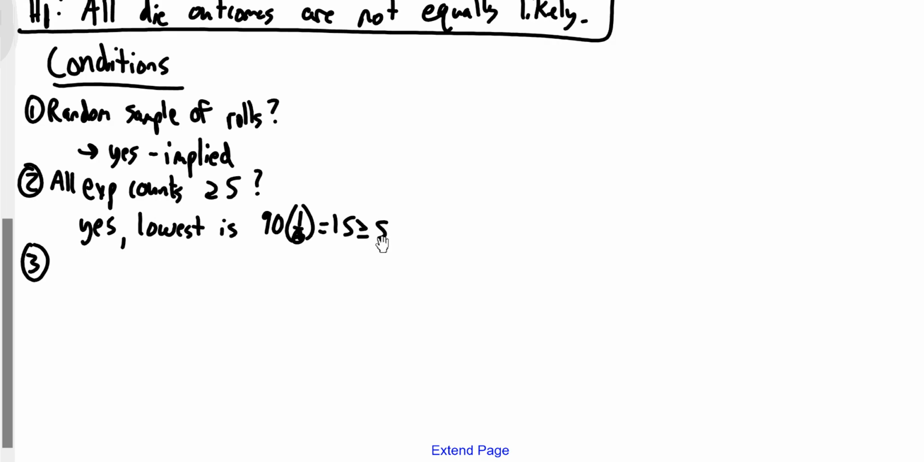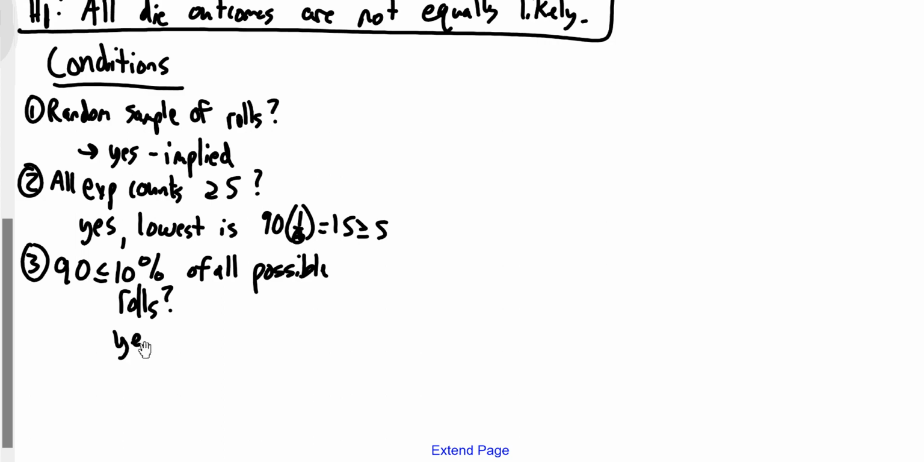And then the last one is the check for independence. We had 90 total rolls. Is 90 less than or equal to 10% of all possible rolls? Absolutely. You could have an infinite number of rolls, so that is a yes as well. So our conditions happen to be met.